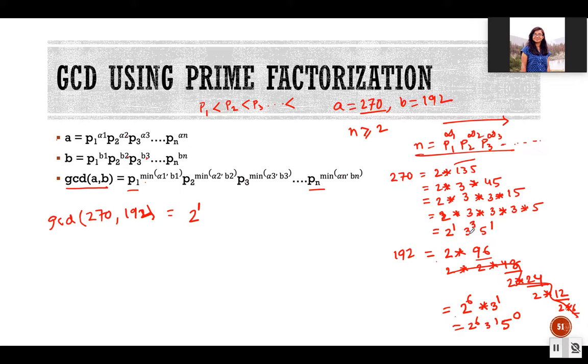For prime factor 3, the minimum value between 3 and 1 is 1, so I am going to take 1. Now for prime factor 5, I have 1 here and 0 here, so I'm going to take 0. That gives me the value 6.